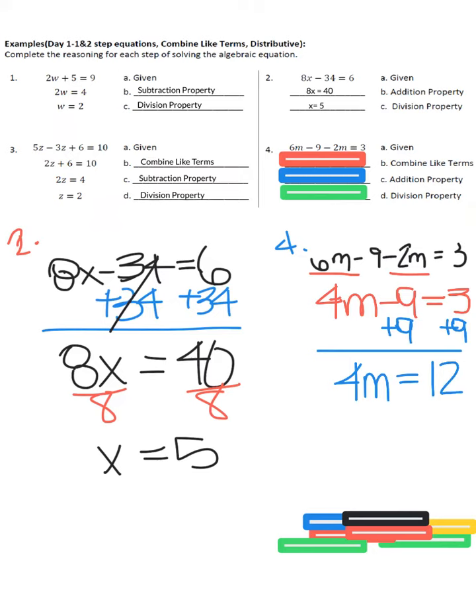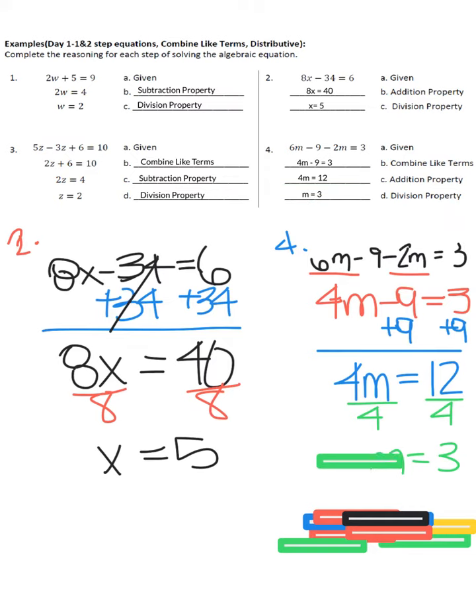And last but not least, the last step they tell us that we're going to do is division property, which means we're going to divide both sides by 4, and we get m equals 3. So now you should be able to fill in your steps. So for the combined like terms, we ended up with 4m minus 9 equals 3. When we did the addition property, we added the 9's to both sides. We end up with 4m equals 12. And last but not least, when we divided both sides by 4, we end up with our answer, m equals 3.